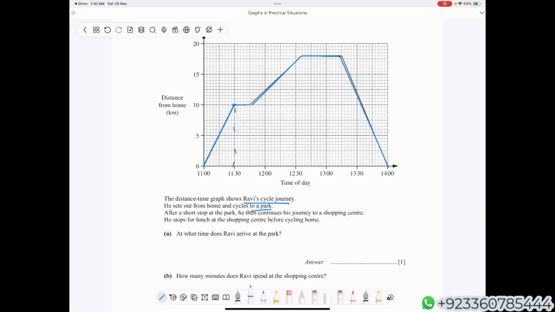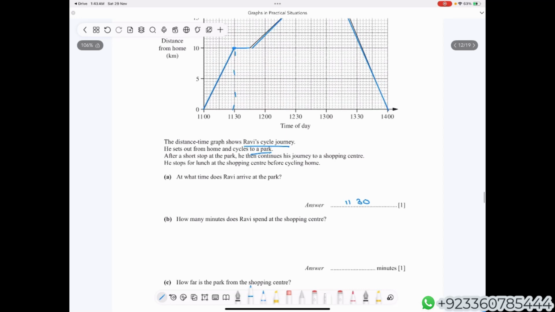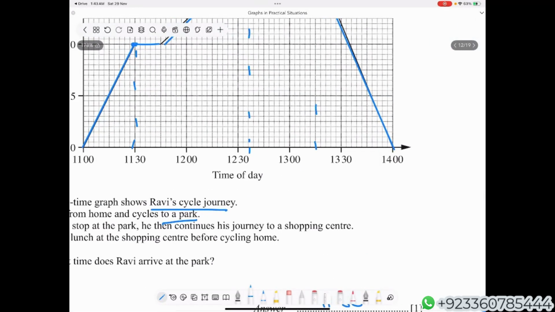So what time does he arrive at the park? At 11:30. How many minutes does Ravi spend at the shopping center? Now this part of the graph was the break at the shopping center, okay? So this is the time that he spends at the shopping center. So you can see this will be 13:15 and this will be 12.